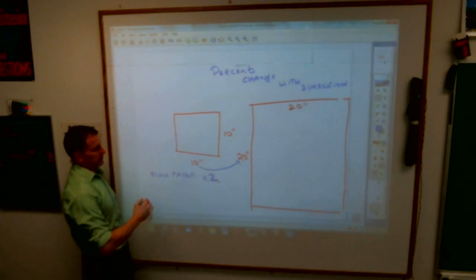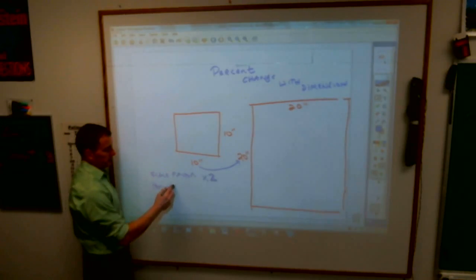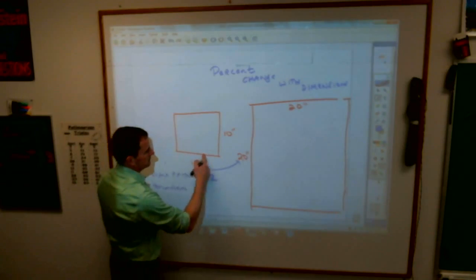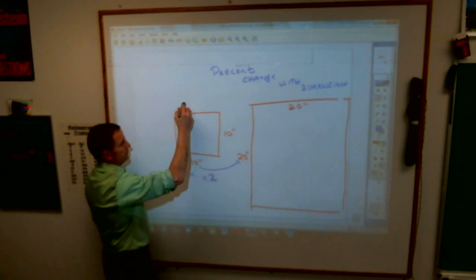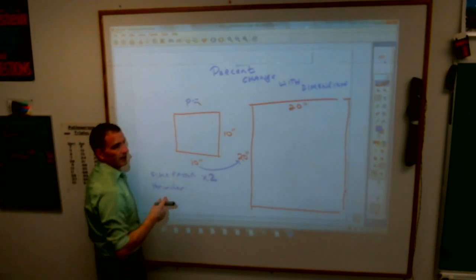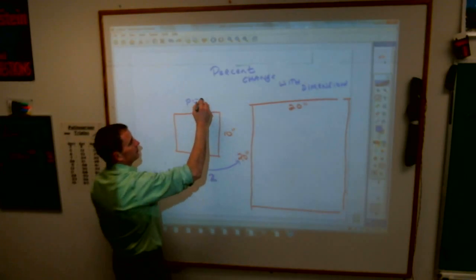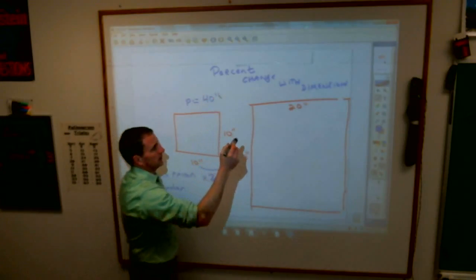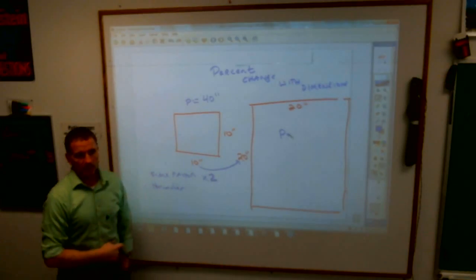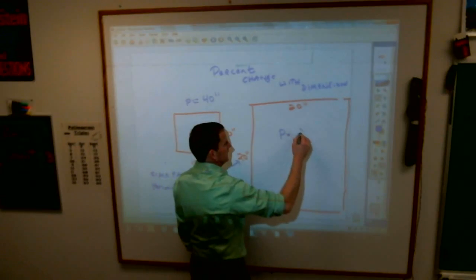let's look at this. First of all, let's look at how the perimeters compare. Not that anybody ever cares about the perimeter of their pizza. What is the perimeter of the small one? 10 plus 10 plus 10 plus 10. The perimeter is 40 inches on this one. The perimeter on this one, 20 plus 20 plus 20 plus 20. 80.